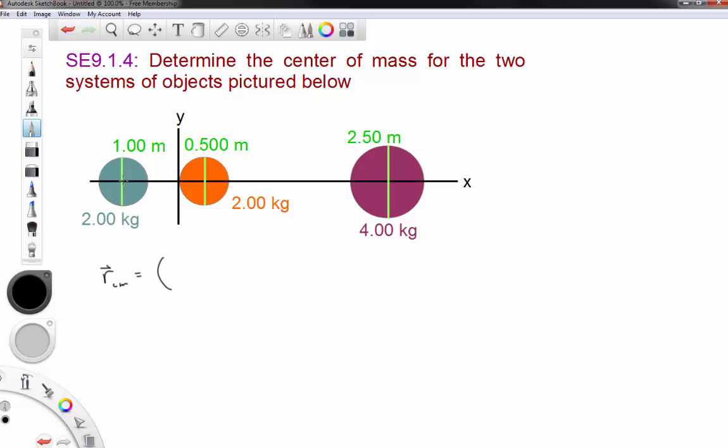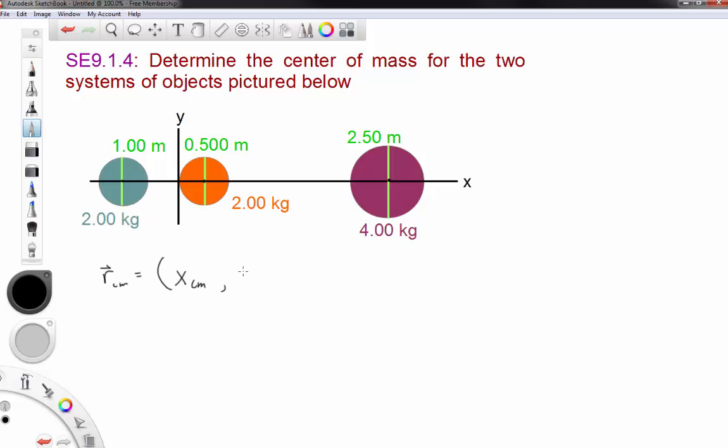The assumption, by the way, is that each of these masses is actually a point mass located at the center of wherever the mass is. These numbers are basically giving you how far from the y-axis everything is. So this one, for example, would be at -1 meter. This one's at positive 0.5, this one's at positive 2.5 meters. And the symmetry of the system is that everything's on the x-axis.